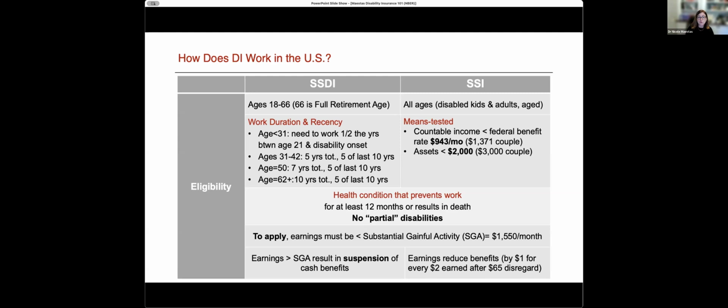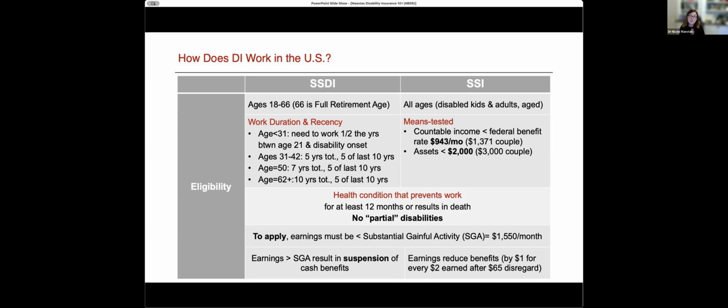There are also work duration and recency requirements for SSDI that don't exist for SSI. Again, SSI is only about countable income, here's the federal benefit rate for an individual, and assets. So in essence, people who have assets over $2,000 if they're an individual, or $3,000 if they're a couple, won't be eligible for SSI even if they have very low income.